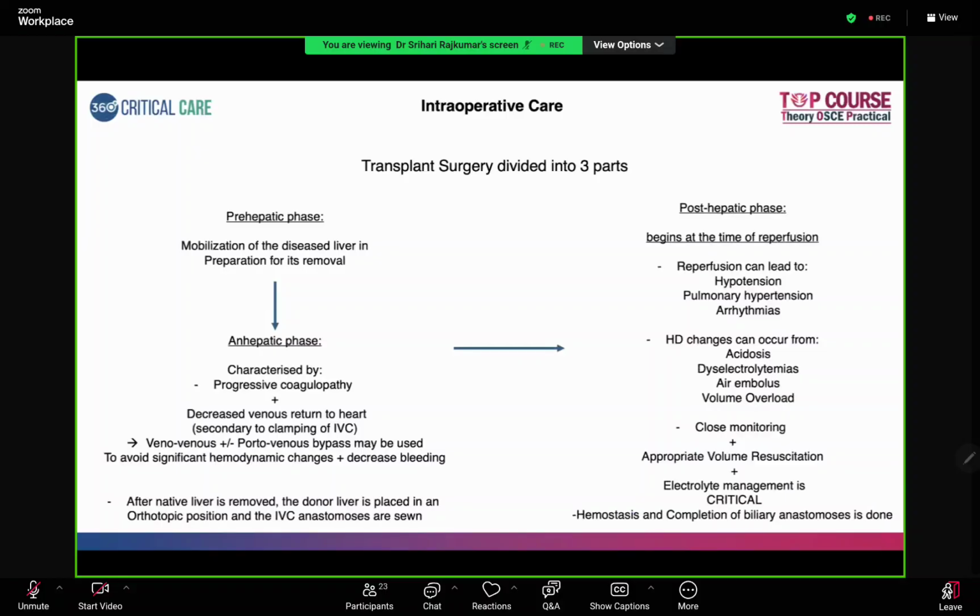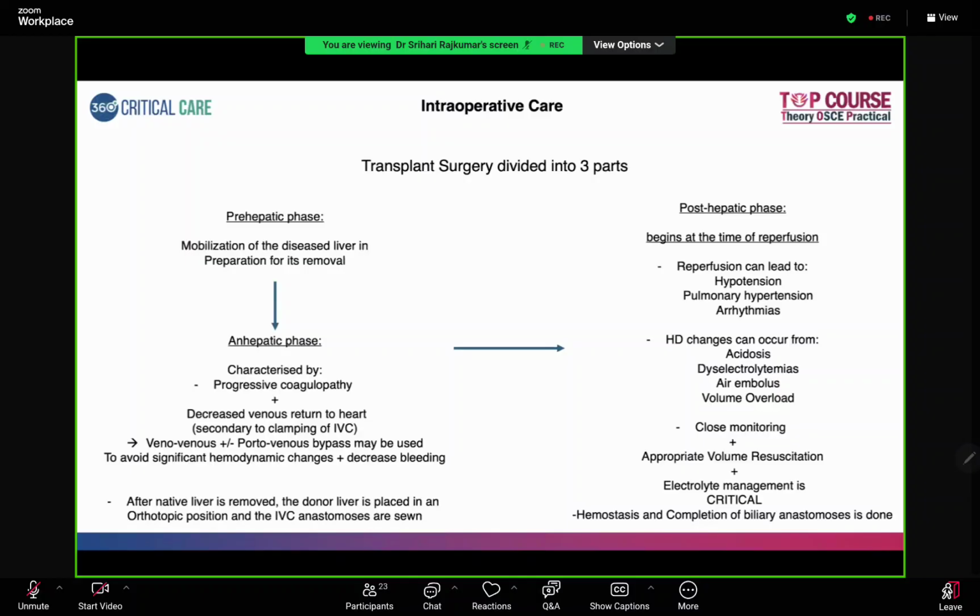Then comes the post-hepatic phase. This begins at the time of reperfusion. Most of you might have heard about this. The time of reperfusion is the time when the patient can undergo a very catastrophic course. There can be severe hypotension, there can be severe pulmonary hypertension, and there can be a lot of arrhythmias.